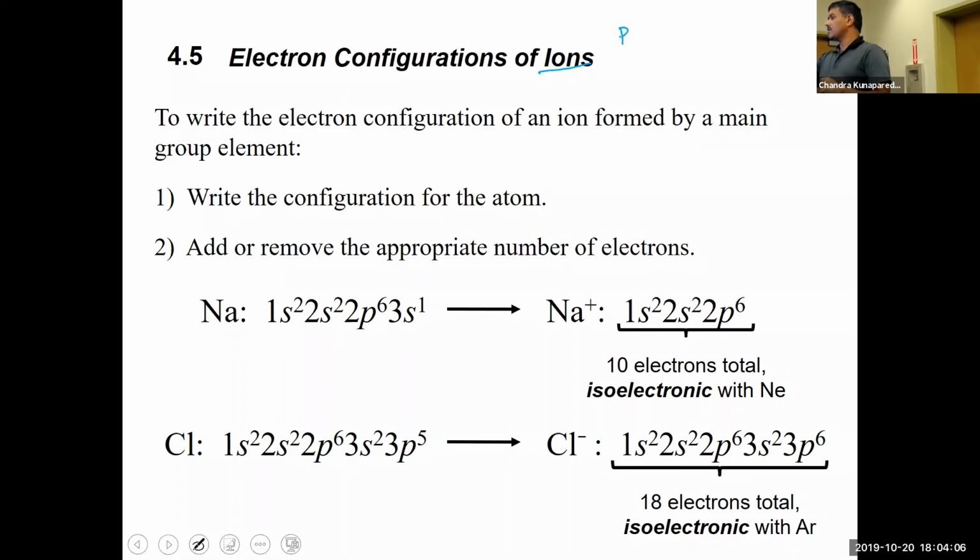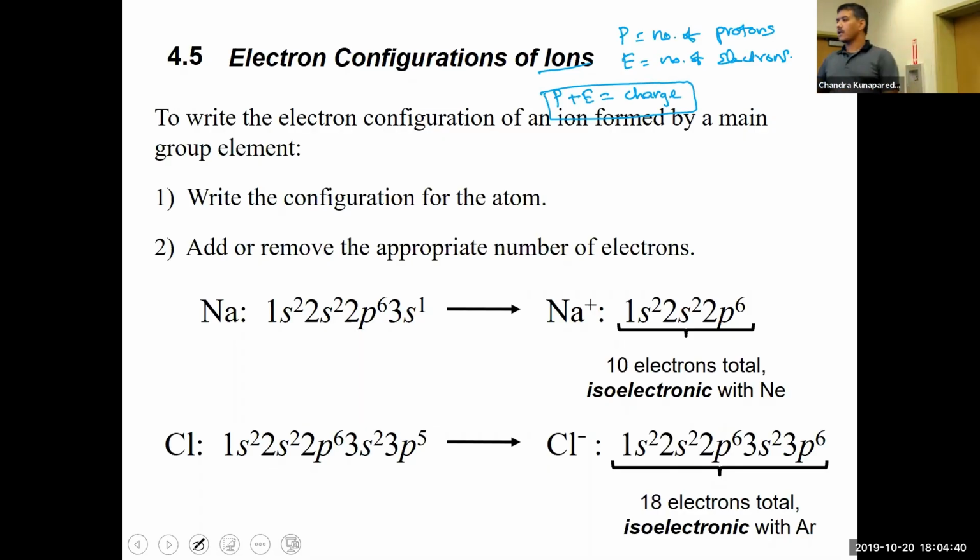Let's say P is the number of protons. E is the number of electrons. You can predict how many electrons remain if you use this formula: P plus E is equal to charge. Let's see. How do we predict that?